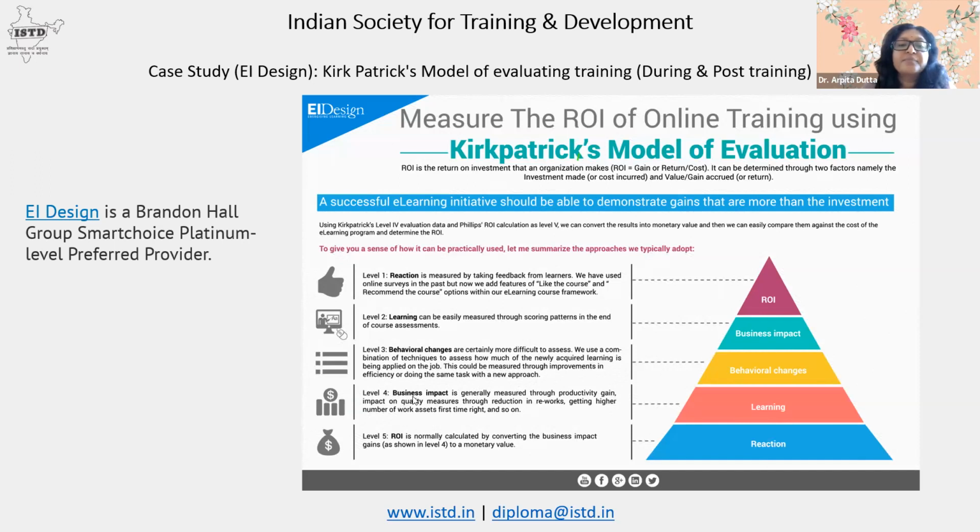Now, business impact. But how did they measure it? Let me finish this first, and after that we will discuss. Business impact is generally measured through productivity gain. These are the metrics that we spoke about. So what is the productivity gain with the e-learning solution being implemented? Impact on quality measures through reduction in rework, getting a higher number of work assets first time right, and so on. So these were the different impact measures.